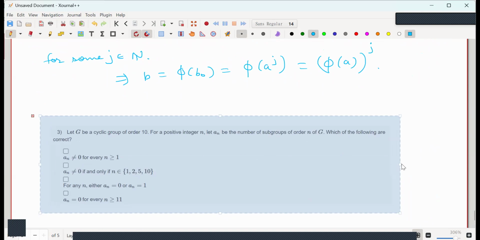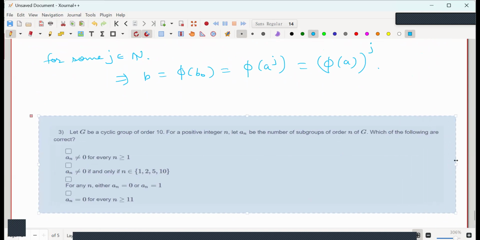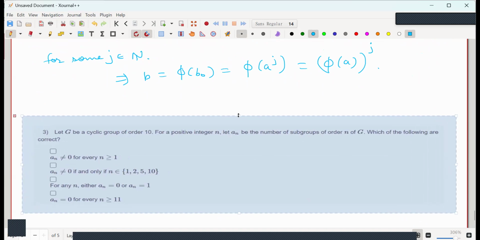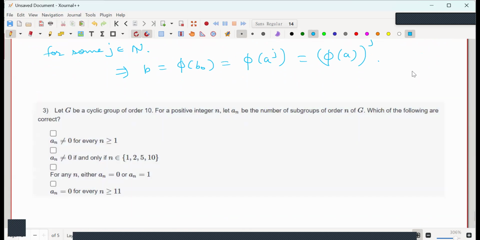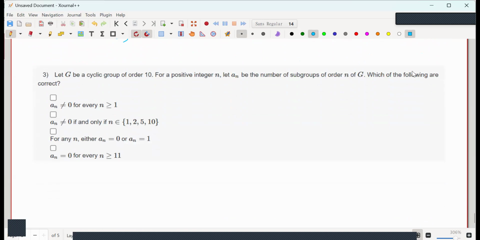So this is question 3. It says if G is a cyclic group of order 10, for a positive integer n, let An be the number of subgroups of order n of G. Which of the following are correct? The question clear? So you're given a cyclic group of order 10 and An is the number of subgroups of order n of G. Then you need to see which of the following statements is correct.